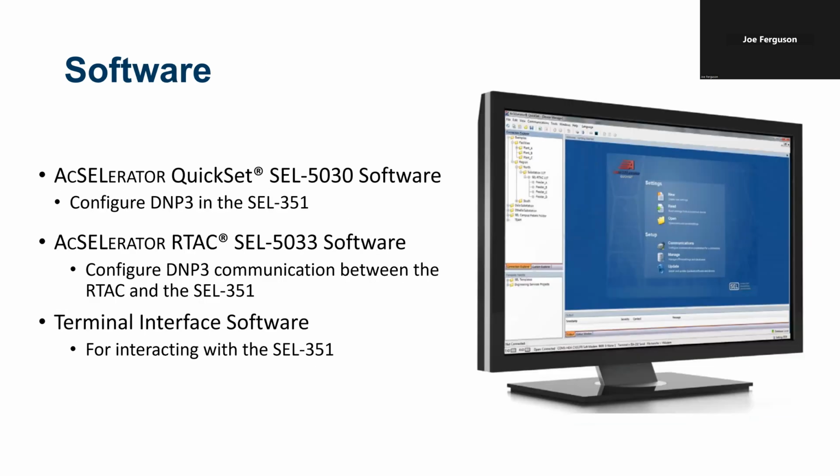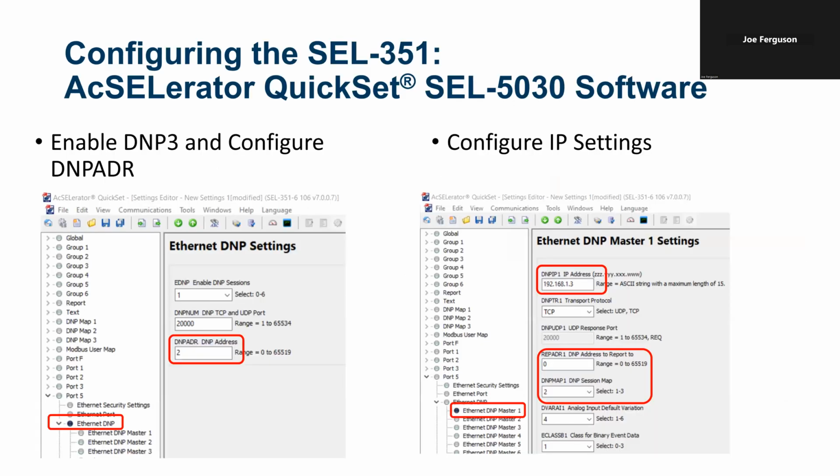The software we use to configure these devices is SEL proprietary software, at least the first two are. The first one is AcSELerator QuickSet, and we're going to use that to configure the SEL-351. And then AcSELerator-RTAC is used to configure the RTAC. We're also going to be using some terminal interface software to interact with the 351 to verify that DNP3 is working, and we're going to manipulate the 351 a little bit to send some signals to the RTAC.